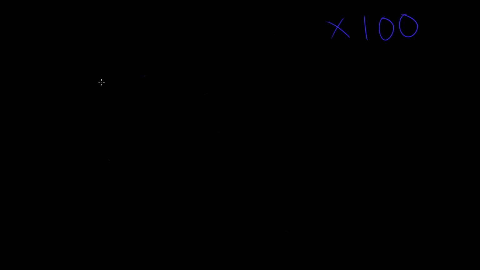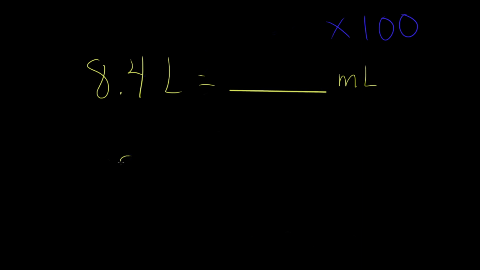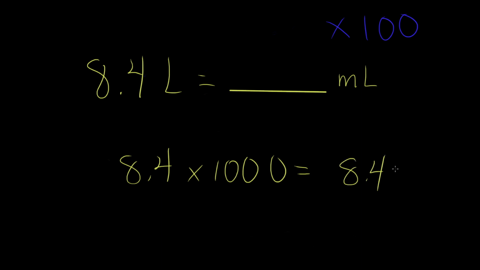The reason I show you this is because if I say to you, let's convert 8.4 liters to milliliters, and you do the same process we've been doing, if you just do 8.4 times 1,000, you're going to get something funny. You're going to add 3 zeros, and you're going to say, wait a second, 8.4000, that's just the same as 8.4. That's not right.